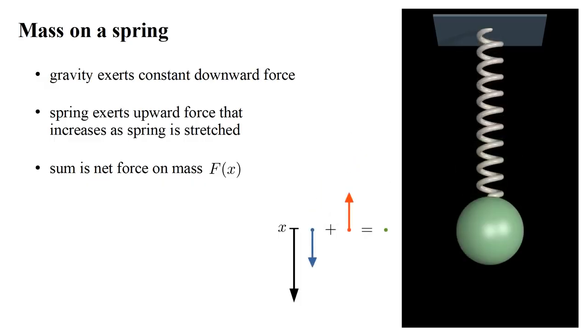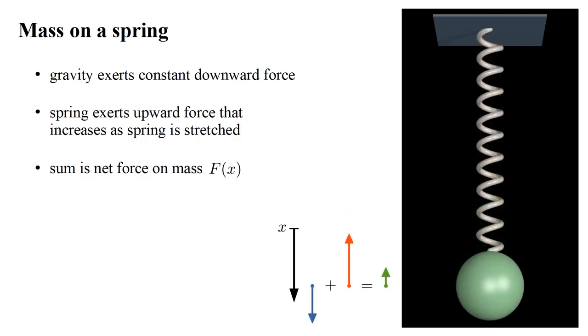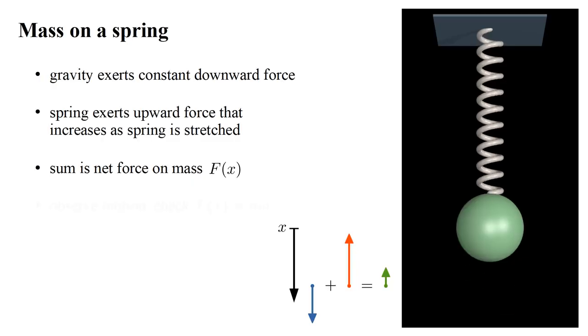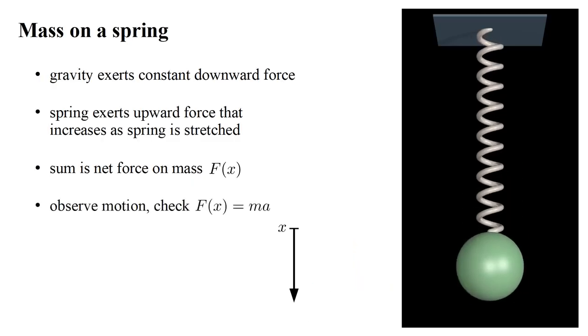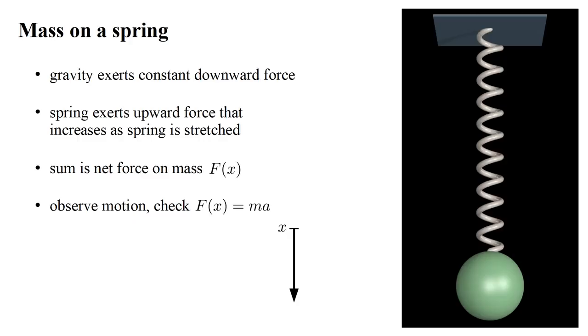At some position, the net force will be zero. This is the equilibrium position where the mass can remain suspended at rest. And we'll use this as our x equals 0 reference. For non-zero x values, the net force acts to accelerate the mass back toward the equilibrium position. We are going to observe the motion of a mass on a spring and see if F equals ma is valid for this system. Our first task is to determine the force law F of x.